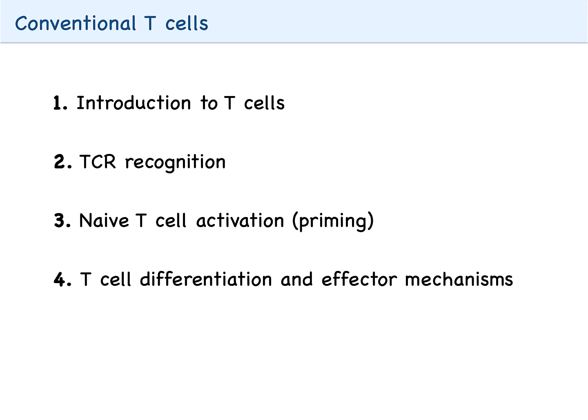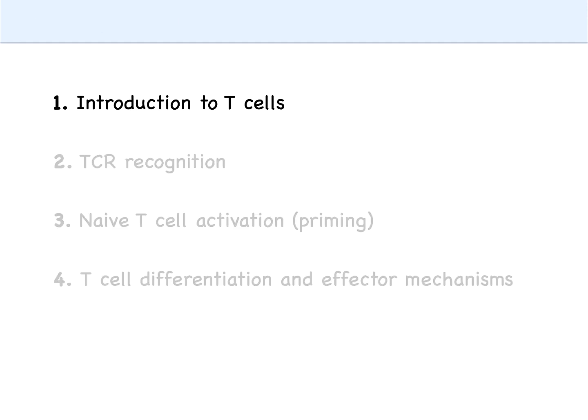We'll go through 4 main points: introduction to T cells, T cell receptor recognition, naive T cell activation, what we call priming, and finally T cell differentiation and effector mechanisms. So we will start first with the introduction.